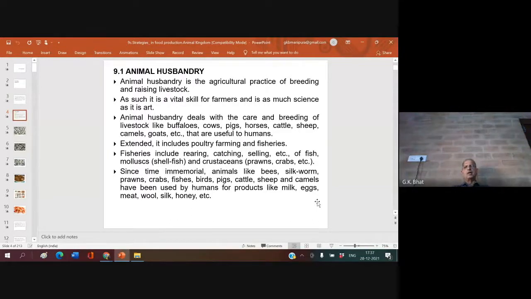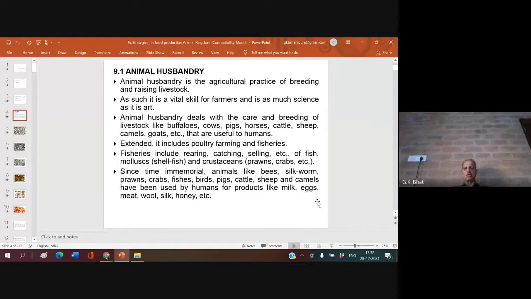Animal husbandry is the agricultural practice of breeding and raising livestock. Animal husbandry deals with the agricultural practice of breeding and raising livestock. Now the question, always a common question, is: what is livestock? I shall tell you the answer for this. As such, breeding and raising livestock are vital skills for farmers and are as much science as they are art. Animal husbandry deals with the care and breeding of livestock.